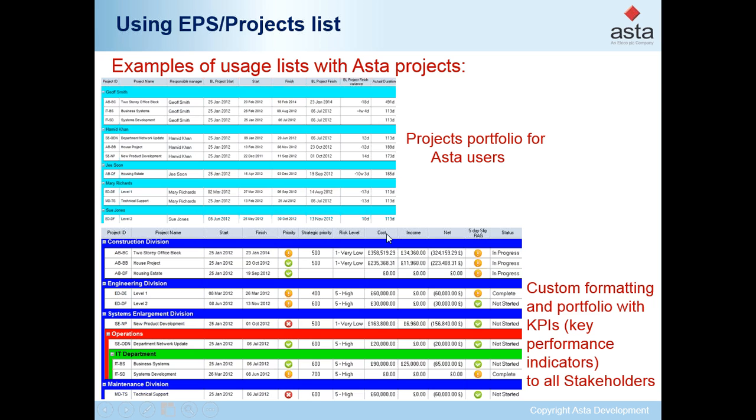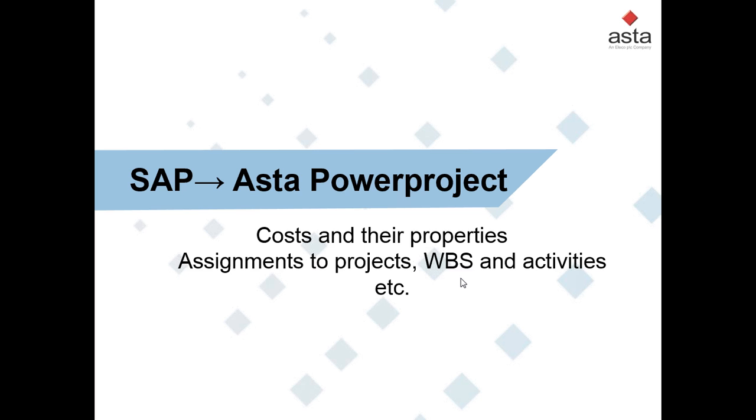After exchanging the data, you can have all your costs and incomes. Also you can have the color codings. You can have the status information in Asta when you exchange the data, and you can simply enhance your data in Asta Powerproject.